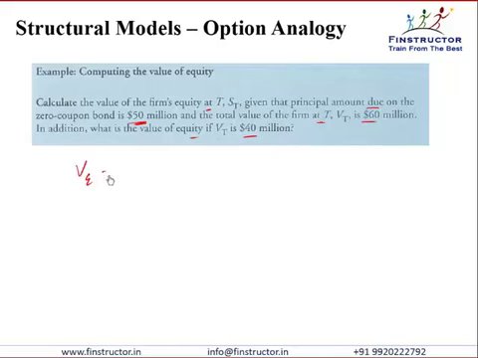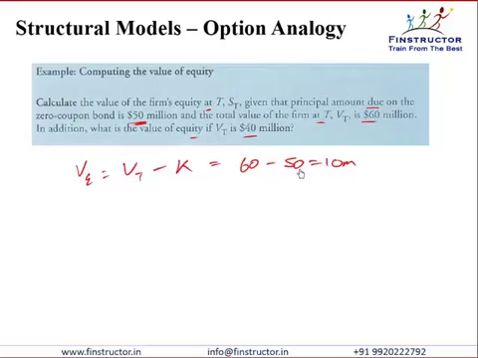So value of equity will be value of the firm minus the value of the debt. So value of the firm is given to be 60 minus the value of the zero coupon bond, which is given to be 50. So if the firm value is 60, then 10 million will come to equity, 50 million will go to debt.